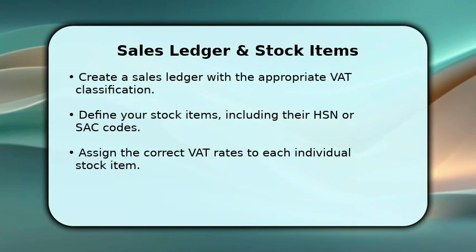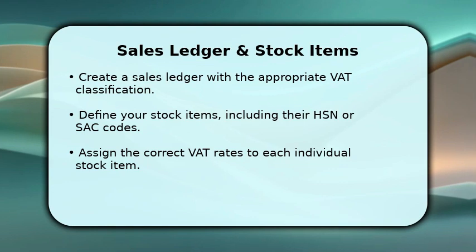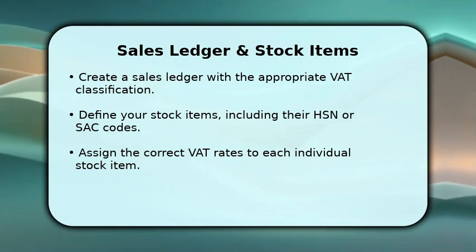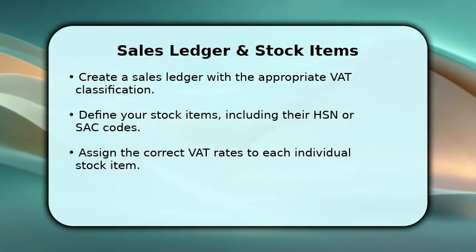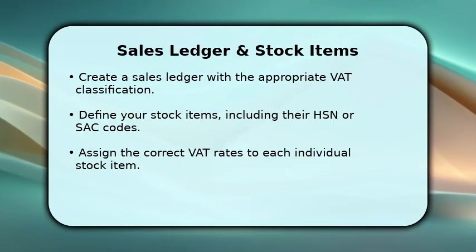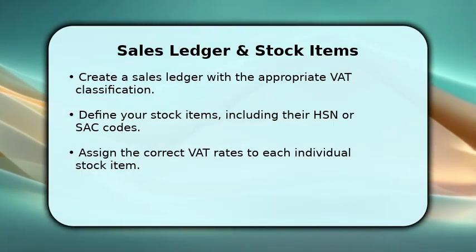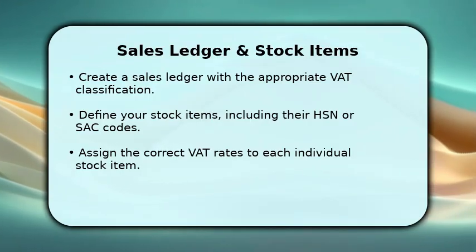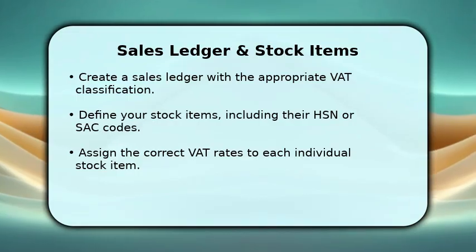Now, let's create the necessary ledgers and stock items. Set up a sales ledger and link it to the correct VAT classification. Then, define each of your stock items, making sure to include their respective HSN or SAC codes. Crucially, assign the precise VAT rate to every single stock item. This ensures Tally calculates the tax correctly when you make a sale.